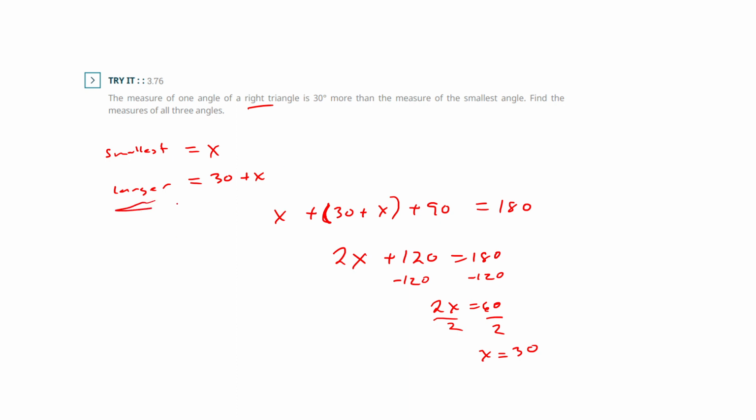Now that's one of the things that I need, is 30. But the other one is 30 plus 30. It's going to be 60. So my three angles are 30, 60, and 90.